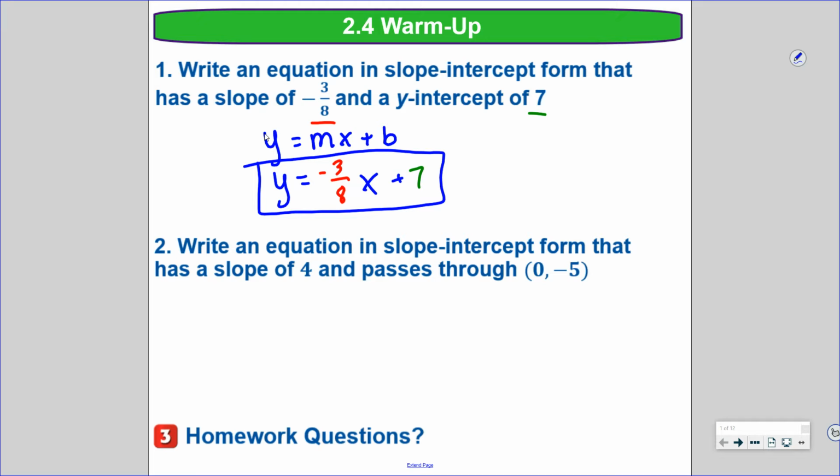All right, number 2, write an equation in slope-intercept form that has a slope of 4 and passes through 0, -5. All right. Raise your hand for this one. Anyone know something special about this point? Connor? That's the y-intercept since the x-coordinate is 0.